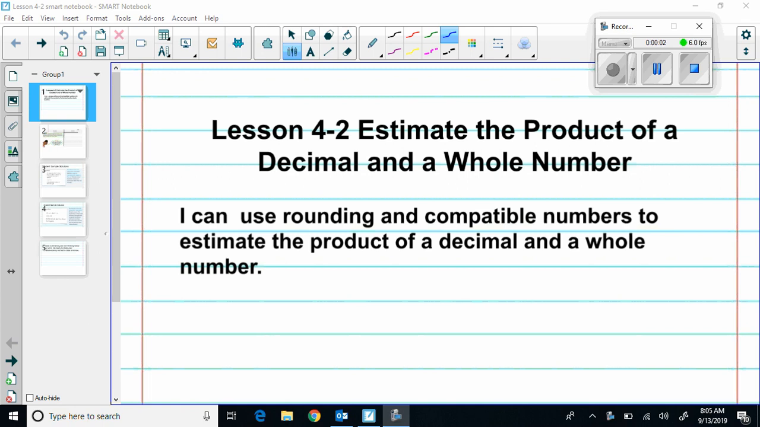Welcome to lesson 4-2. Estimate the product of a decimal and a whole number. Your I can statement is, I can use rounding and compatible numbers to estimate the product of a decimal and a whole number. Please push pause, write down your topic and your I can statement. When you're ready to go on, push play.